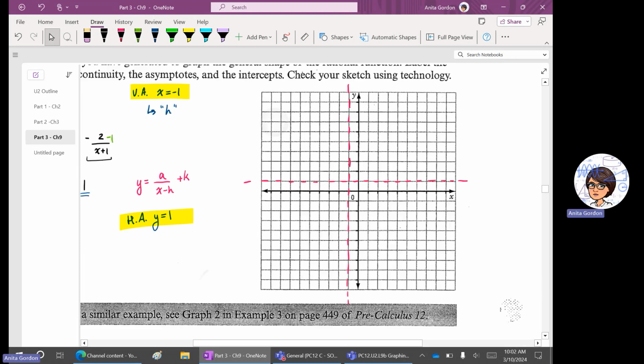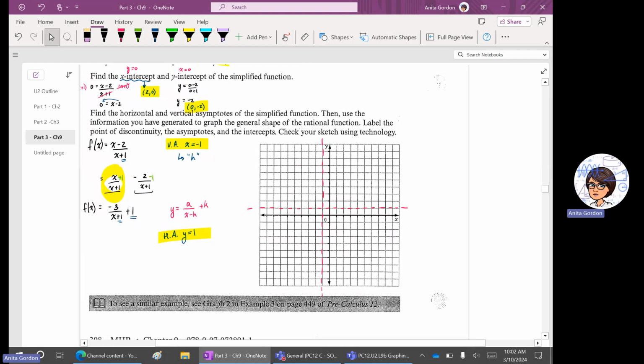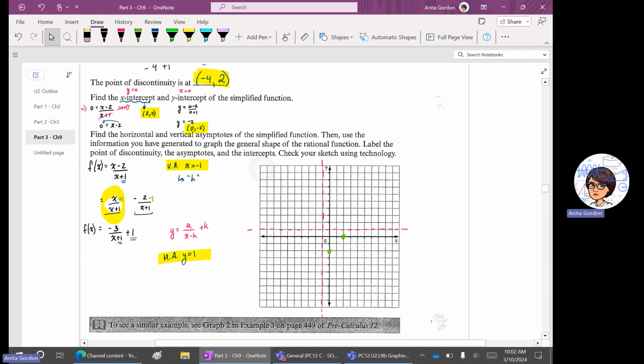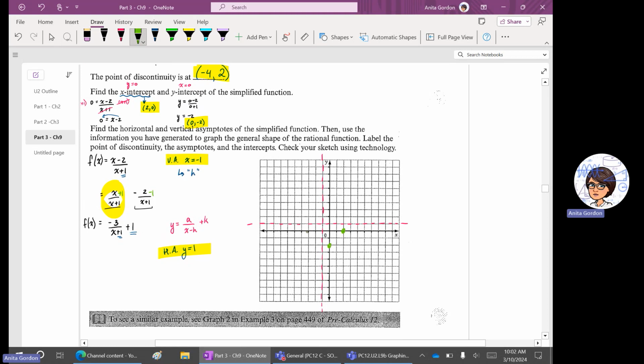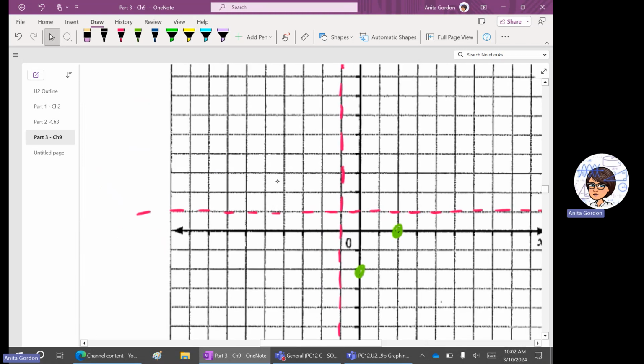There it is. Let me zoom out to see where my intercepts are. 2, 0, and 0, -2. And what else? Oh, my hole, -4, +2. 1, 2, 3, 4, +2. Oh, and I shouldn't fill it in because a hole is always represented with an empty circle.